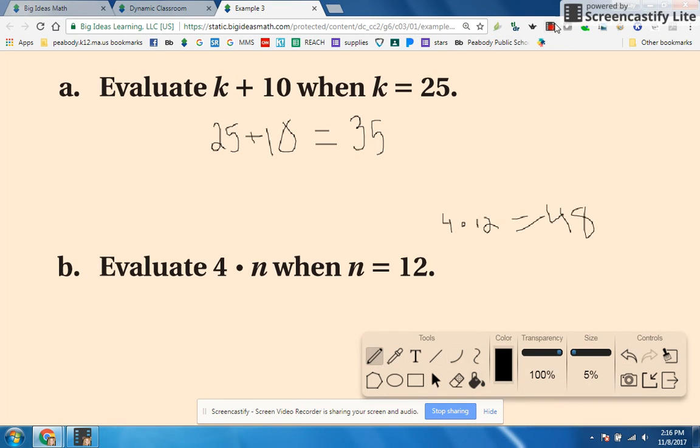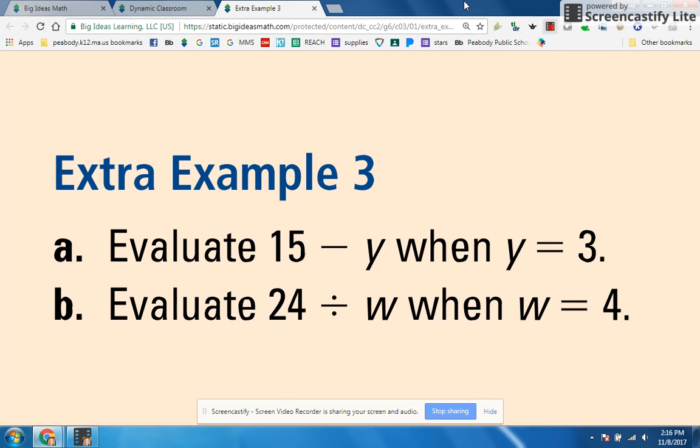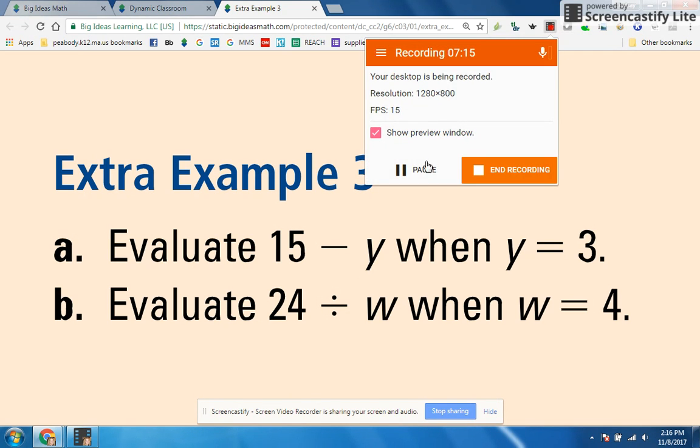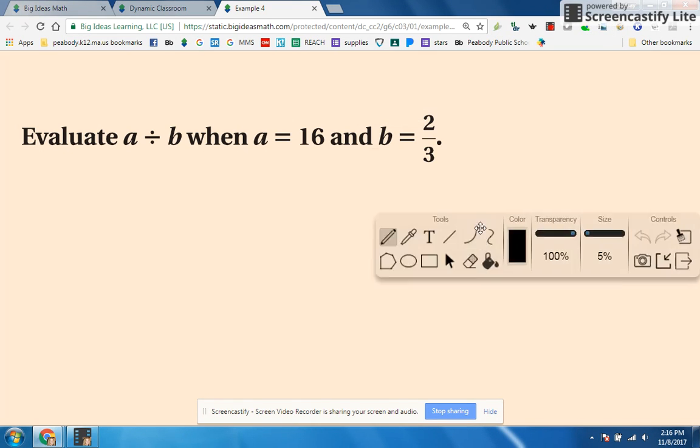So let me give you a couple of these to try. You're just going to evaluate. Change the variable to the number that it tells you, and then do out the math. Okay, so I'm going to have you try both A and B. Change the variable to the value that it's giving, and then just do out the math. So try those 2.